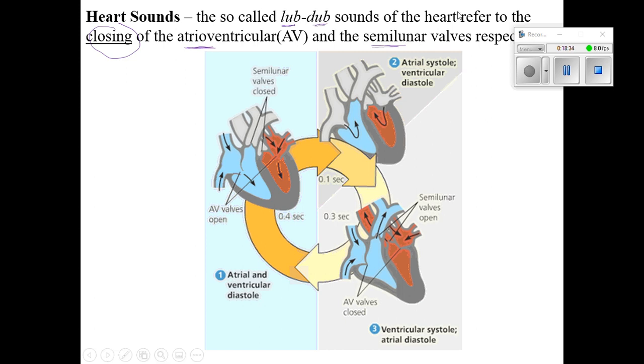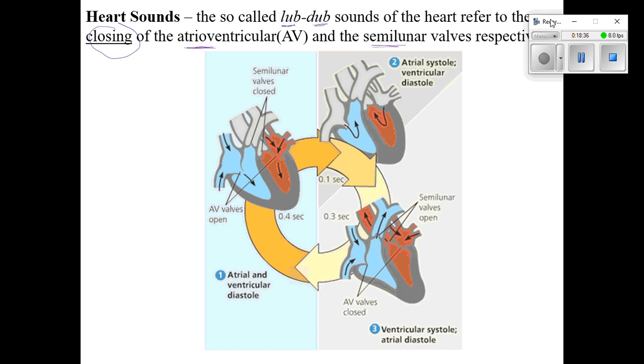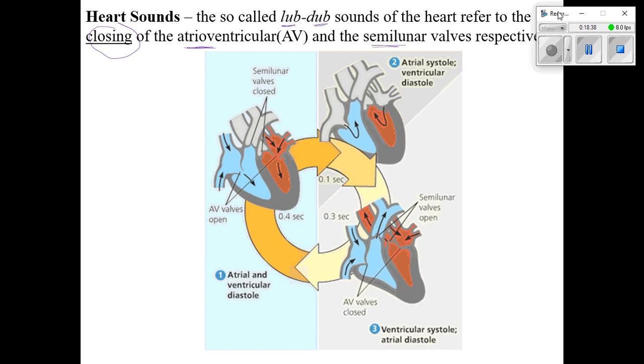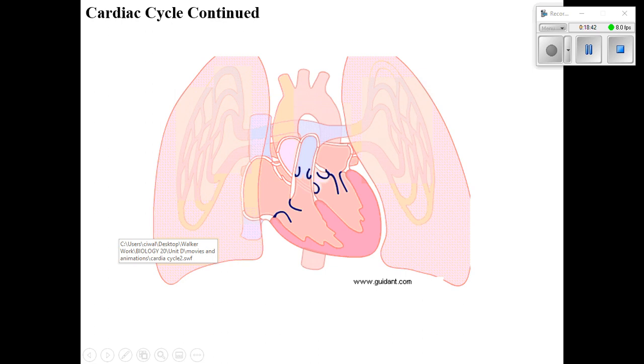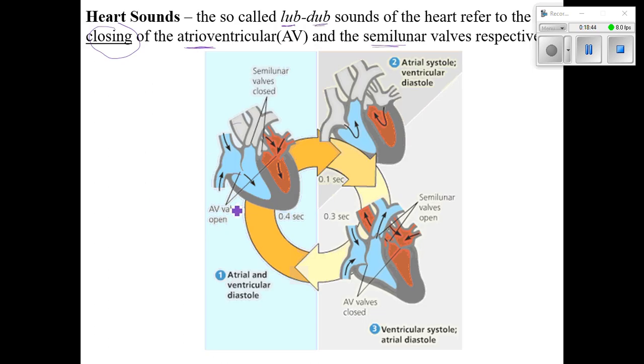So this picture here is showing us, again, just the cardiac cycle, this sequence of events. So if we start with where we do have here as number one, so number one in the picture here, atrial and ventricular diastole. So this is the filling. We really just need to focus on the ventricles, the filling of the ventricles.